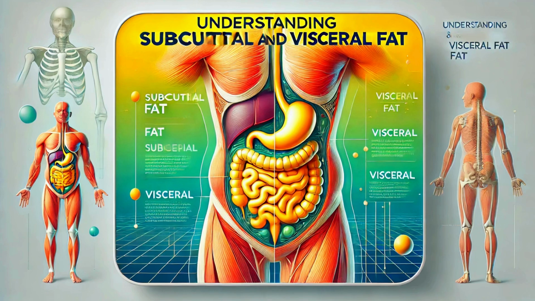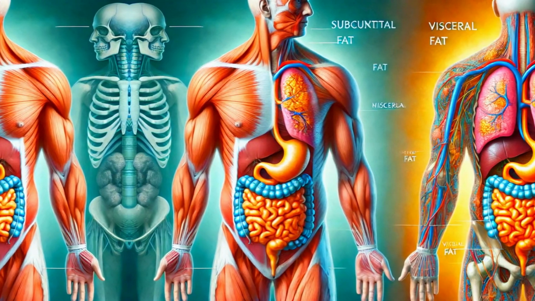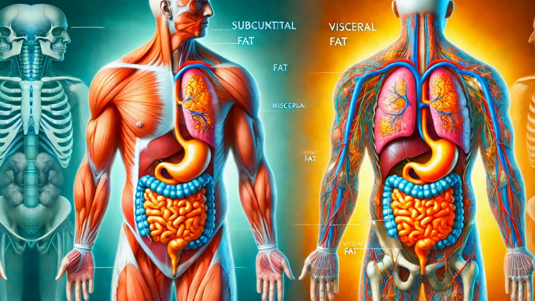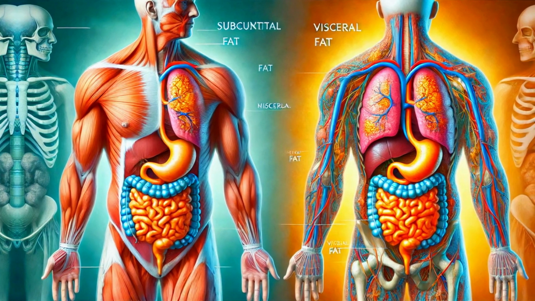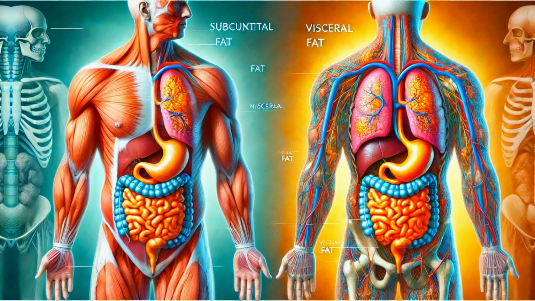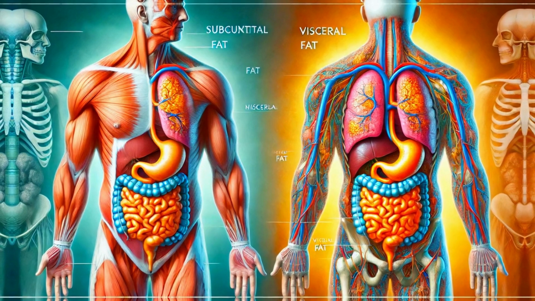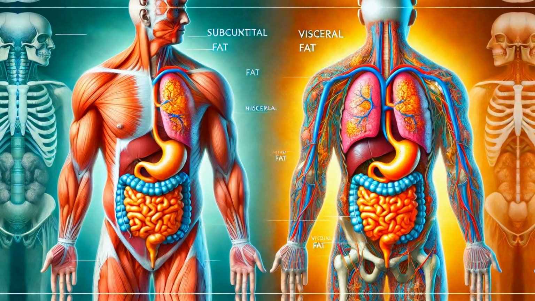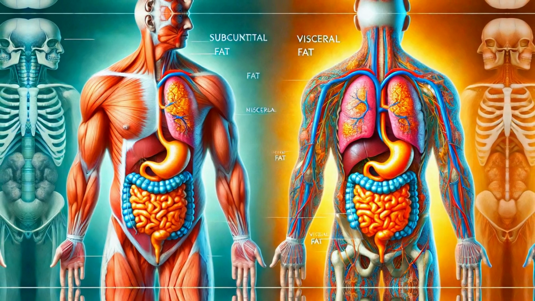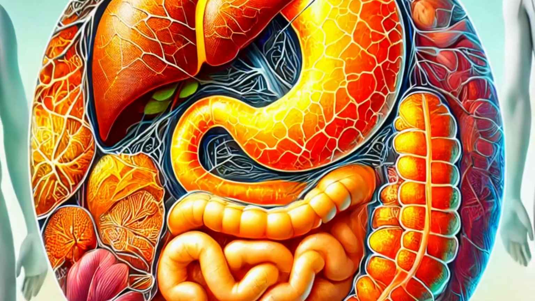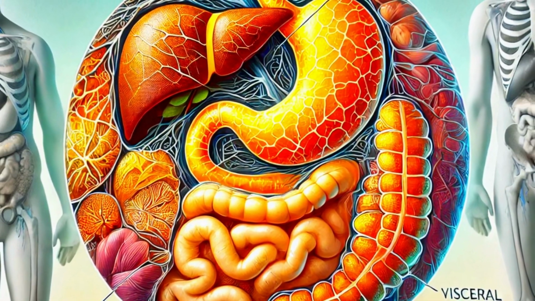Understanding subcutaneous and visceral fat. When we talk about body fat, we often focus on subcutaneous fat, the layer of fat just beneath the skin. This is the fat that influences how defined your muscles appear and impacts aesthetic goals. However, it is equally important to discuss visceral fat, which surrounds the internal organs and can have significant implications for health.